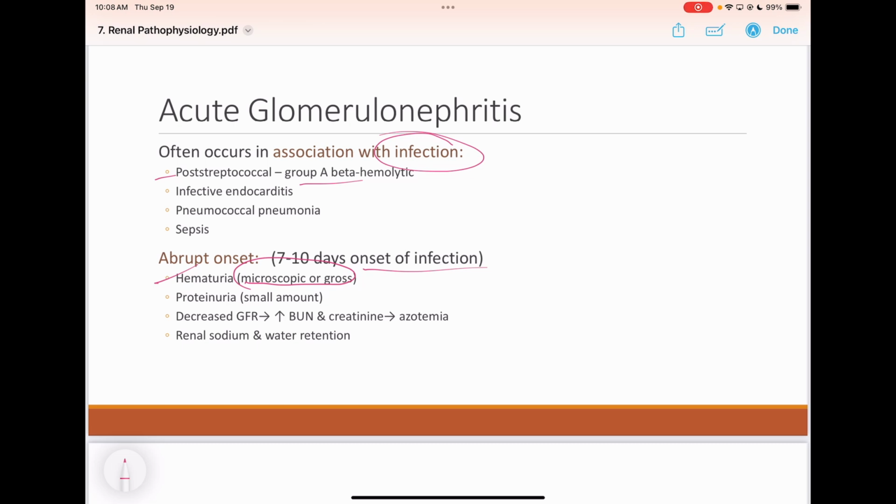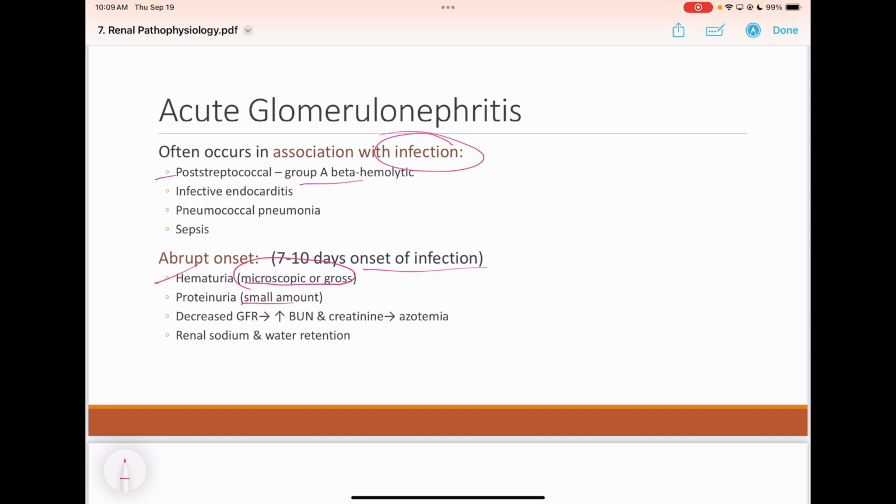What? You can see it. If it's microscopic, that means you can't see the blood in the urine if you just looked at it. If it's gross hematuria, you look at the urine, it's looking pink, or you'll see blood in there, red blood cells. That's what microscopic versus gross hematuria means. You actually see it with your eyes versus you need a microscope to look at it.